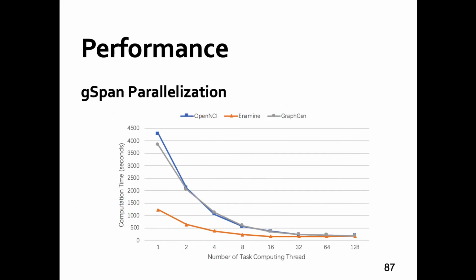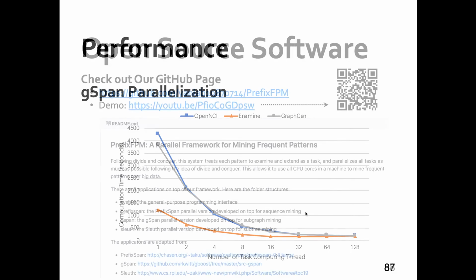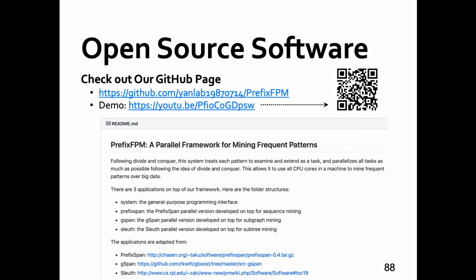Here is a speed-up result for our parallel gSpan algorithm for frequent subgraph pattern mining implemented on top of PrefixFPM, where 3 graph datasets have been tested. And we can see that the performance scales well with the number of CPU cores used. We have open sourced our code on GitHub with detailed documentation, and there's also a video demo for you to check out.